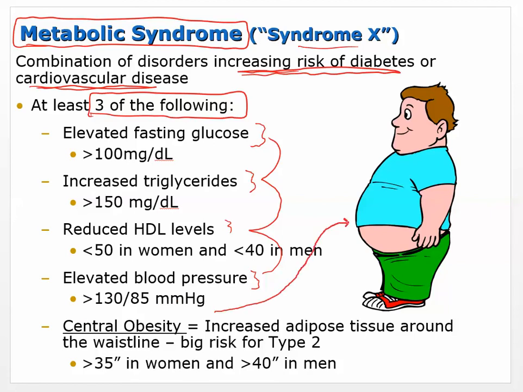It tends to be central, abdominal obesity, because that means the fat is building up on those internal organs as well. Increased adipose tissue around the waistline is a big risk for type 2 diabetes. Generally that's over 35 inches in women and over 40 inches in men. So if you were to put a tape measure around there and measure it, that's what we're talking about. It would be under his arm though.